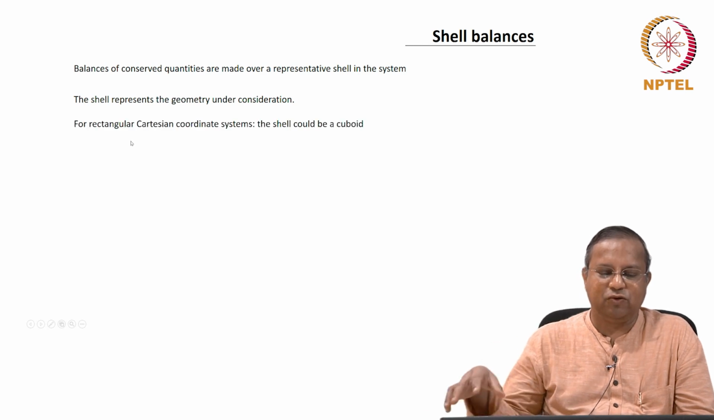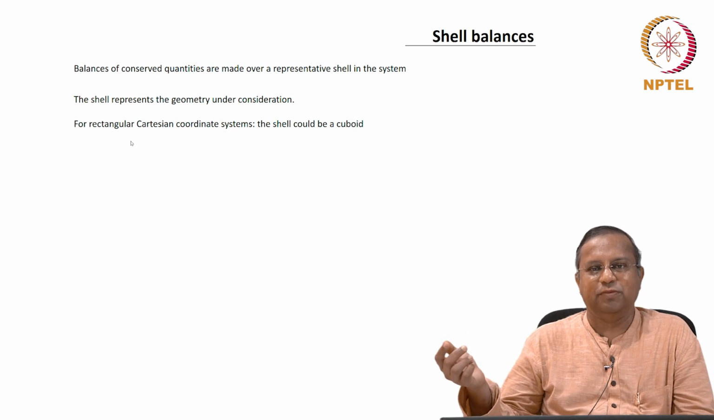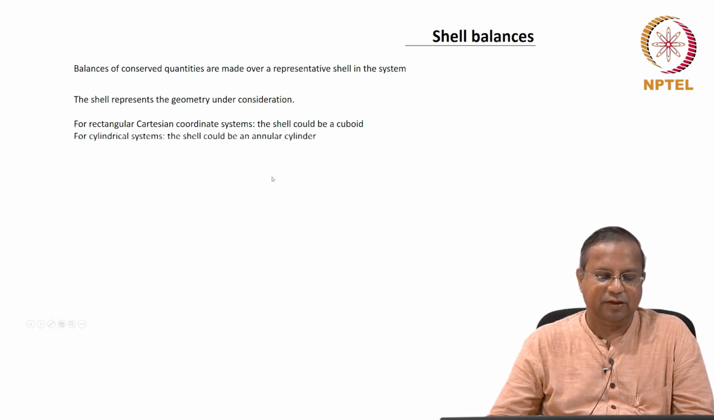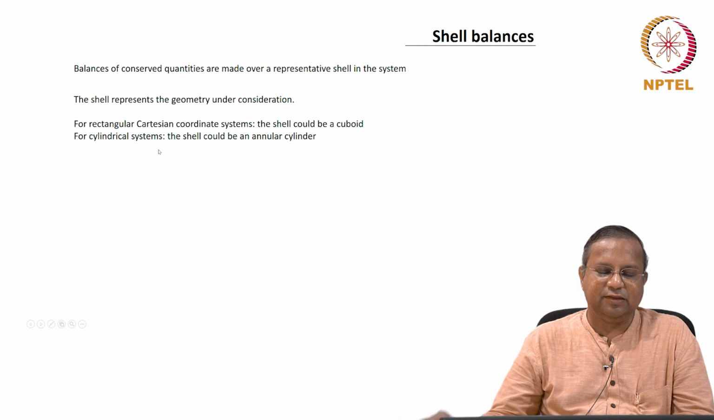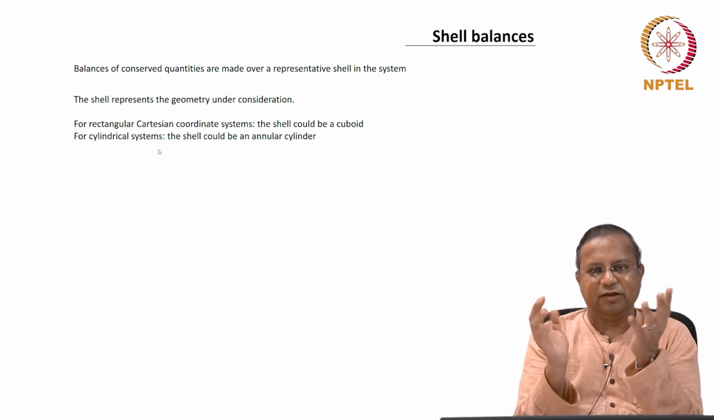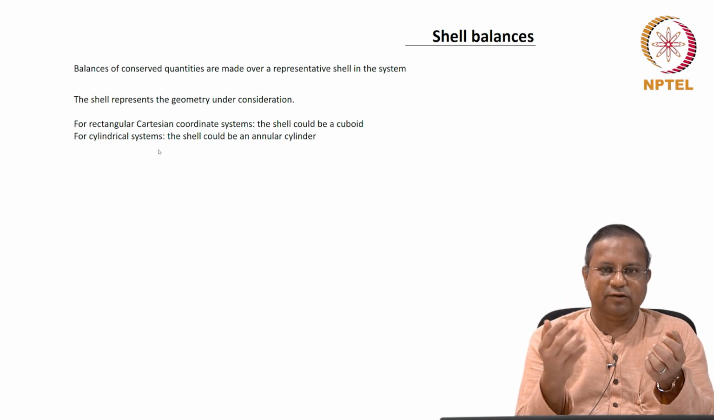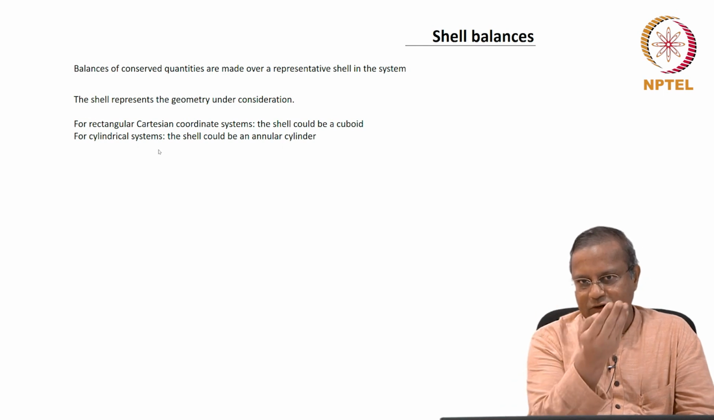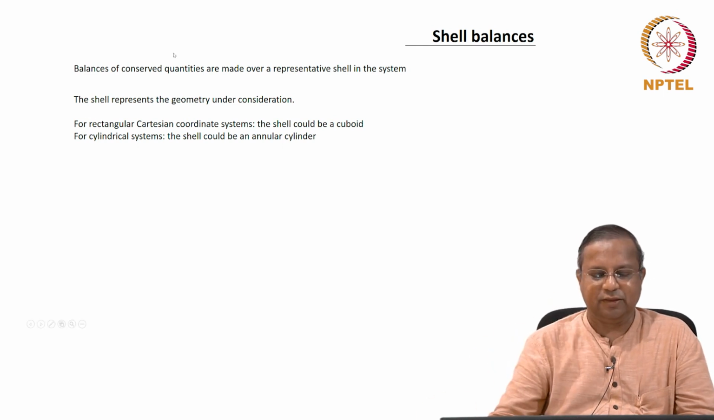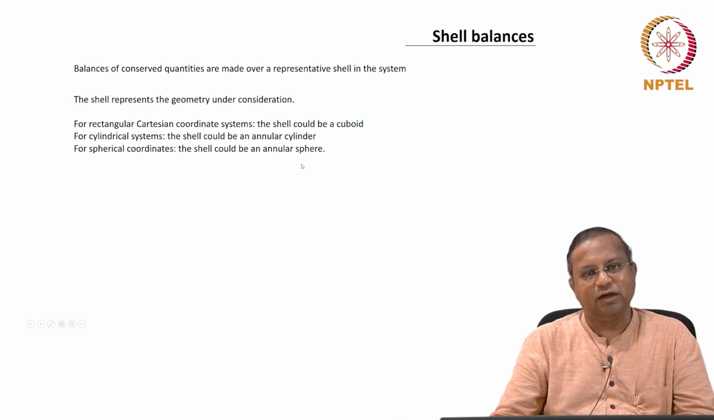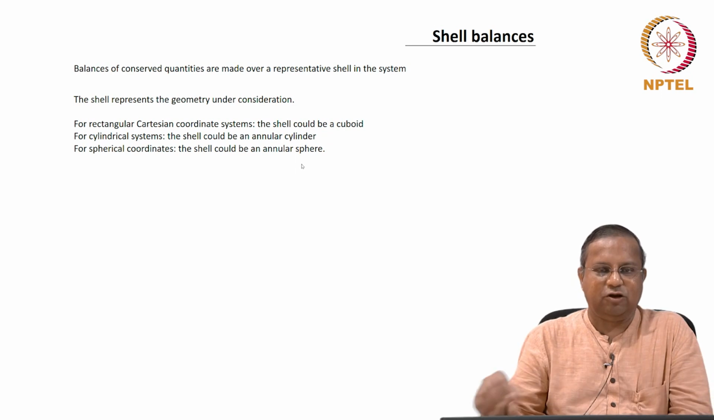For rectangular Cartesian coordinate systems, the shell could be a cuboid. Okay. We will see this in detail next. For cylindrical systems, the shell is an annular cylinder. You have a cylindrical system, you are going to use cylindrical set of coordinates. So, the shell over which you are going to do your balances is going to be an annular cylinder. And for spherical coordinates, the shell could be an annular sphere. Okay, spherical coordinates, annular sphere.